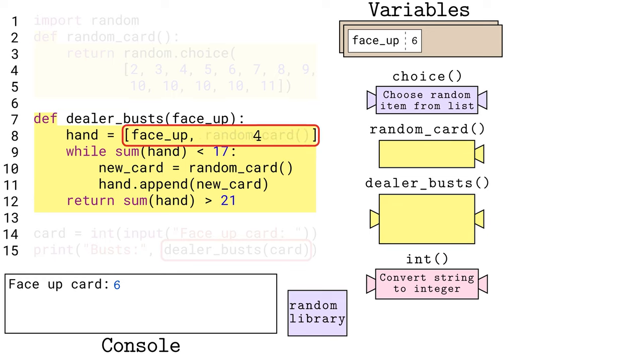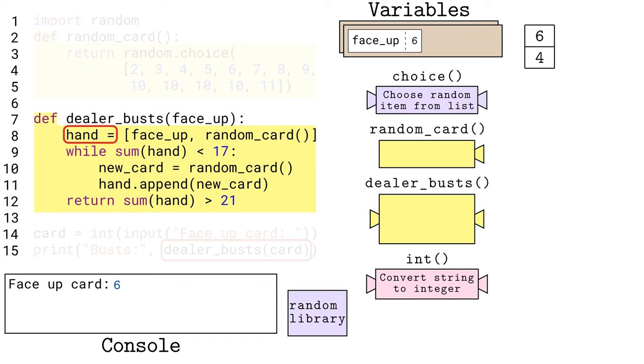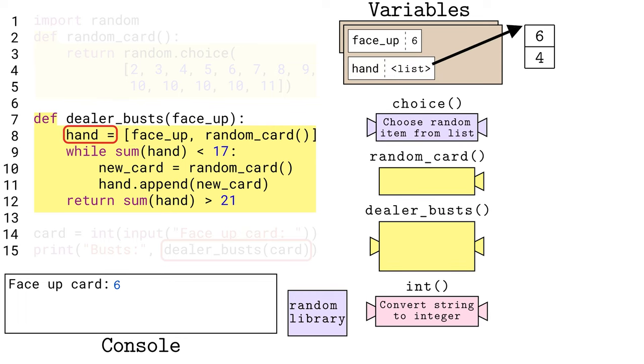At last, Python is able to create this list of two values using the value from the face-up variable and the output of the random_card function. That list is assigned to the hand variable using the assignment operator, that is, the single equal sign. This while keyword indicates the beginning of a while loop, which will repeat all the indented code, outlined in gray, as long as the condition is true.